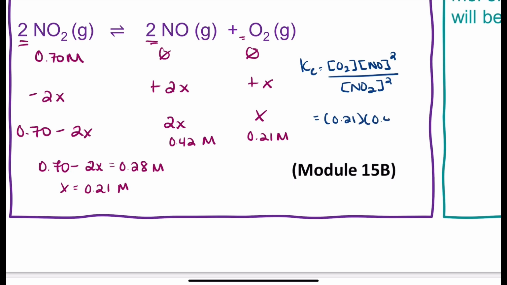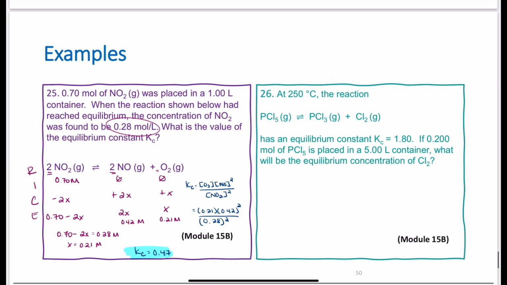0.21, 0.42 squared, 0.28 squared, definitely ran out of space. My Kc value here is 0.47. So I did still set up the rice chart, but again, I used it to help simplify it. I could do it without a rice chart, but it makes it a lot more simplistic to see it.